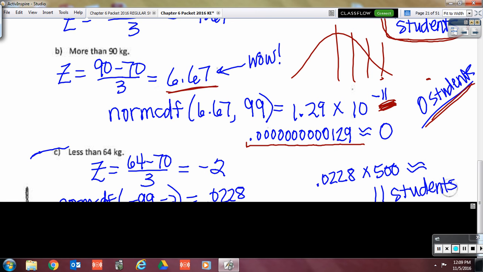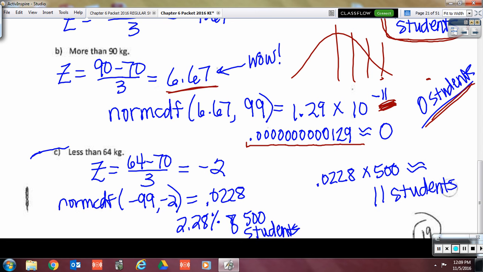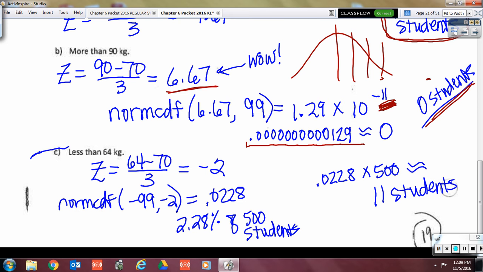All right, less than 64, so we got that. It was just 0.0228, only 2.28%, which when I multiply that, that's about 11 students. So as far as rounding goes, I just rounded appropriately. If the decimal was 11.3, then I went down to 11. If it would have been 10.6 or whatever, I can't remember what it was, then I rounded up to the whole person. Okay, so just round appropriately on your people.